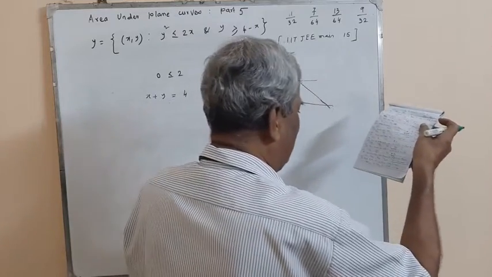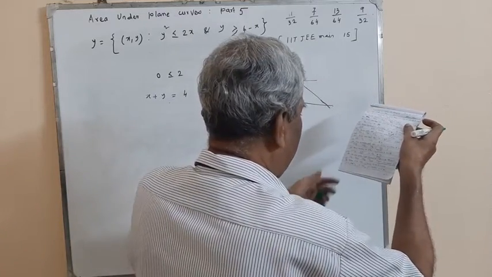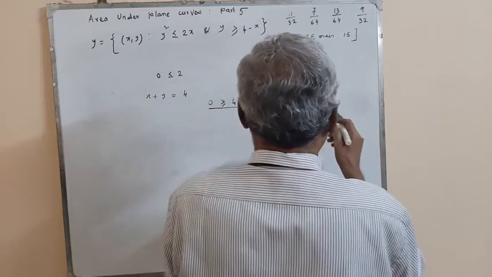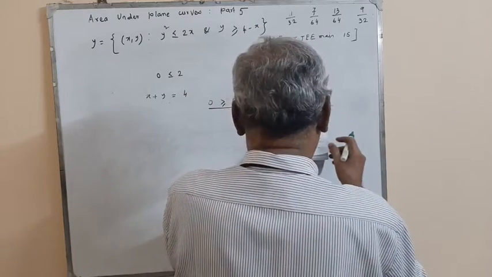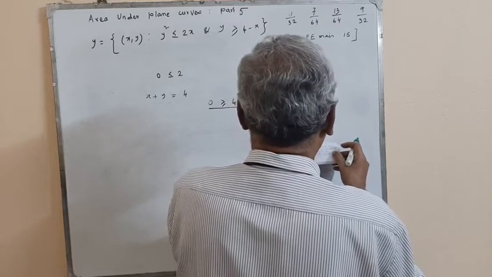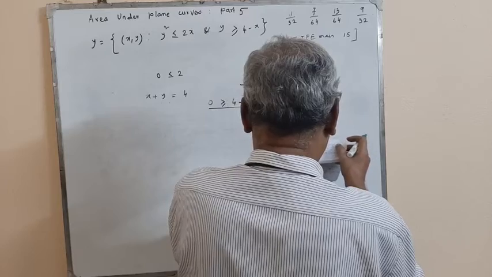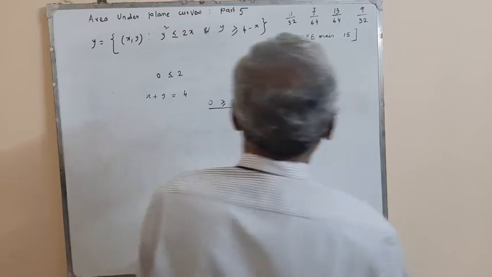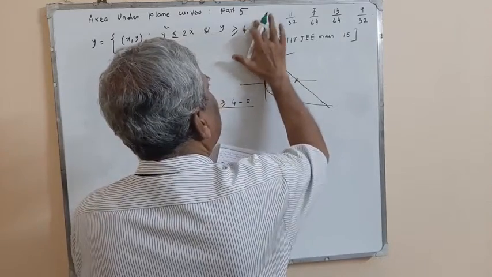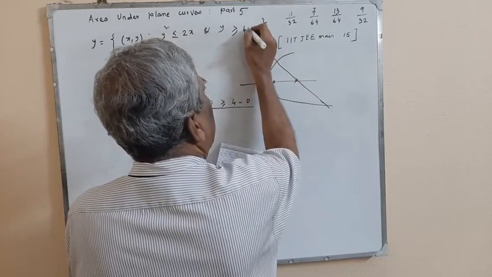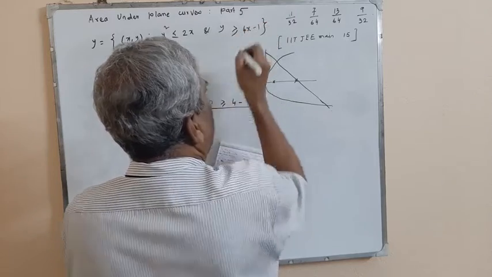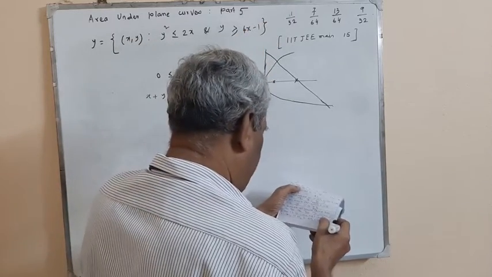Just 1 minute. Y is greater than or equal to, if we take 4x minus 1, y greater than or equal to 4. Oh, sorry, I have taken this as 4x minus 1. Y greater than or equal to 4x minus 1.